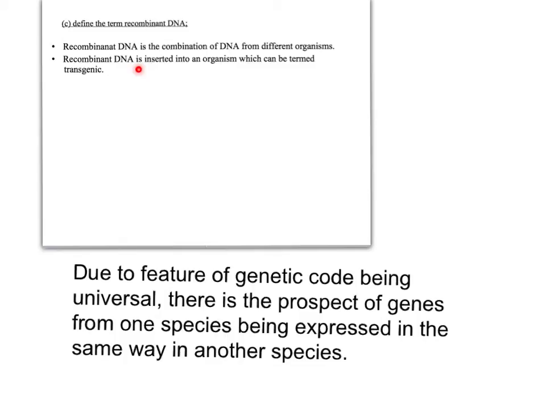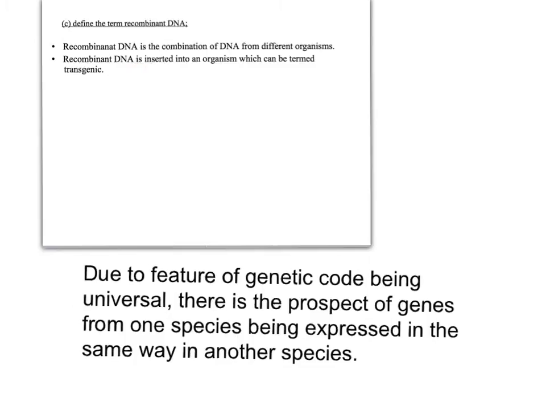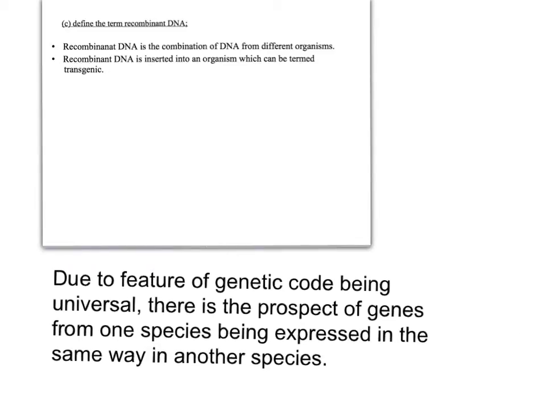Okay, so the principle by which this can happen is due to the fact that the genetic code, which we talked about in the previous module, is universal. Well, it isn't actually universal, it's almost universal, but for most organisms it's the same. Okay, and this offers the prospect of genes from one species being expressed in the same way in another species.